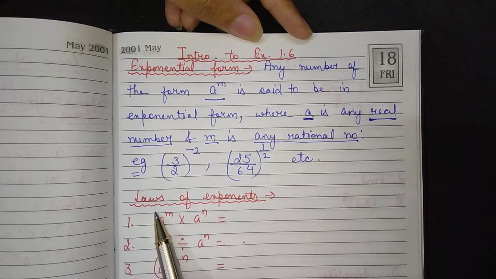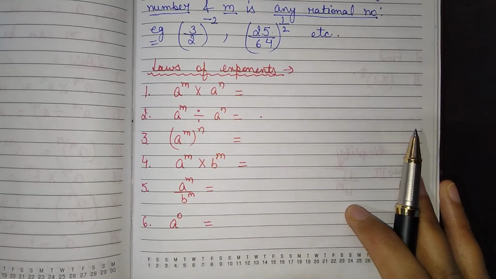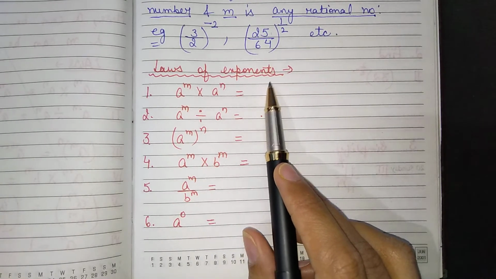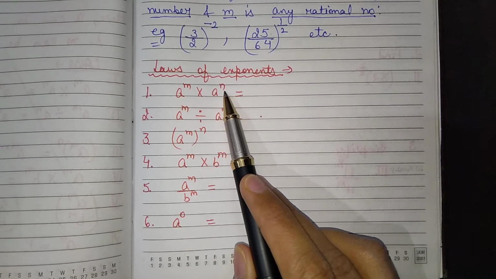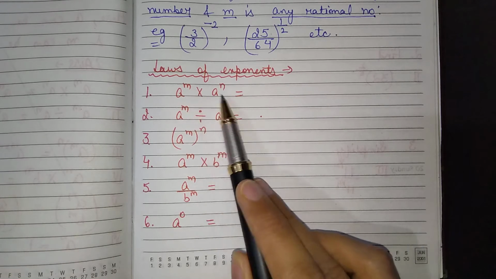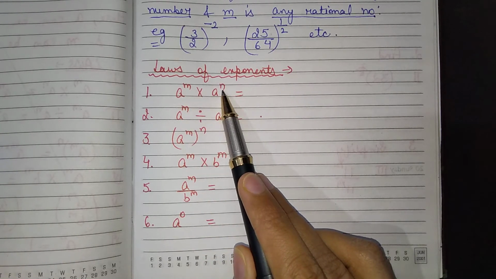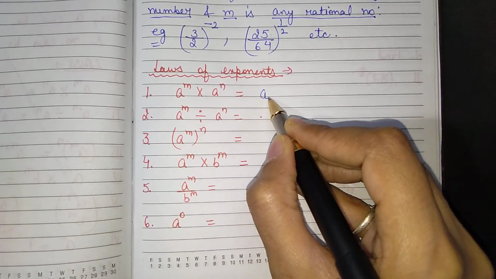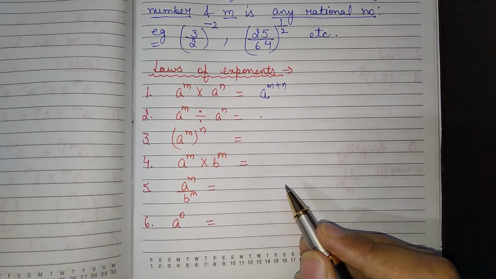Now come to the laws of exponents. In 8th class also you have studied how to use laws of exponents. Let us take here first a raised to power m into a raised to power n. Now we know that when bases are same and the numbers are being multiplied, what should be done with the powers? Addition. How to write? Same base will be written once and powers will be added. I hope you remember this.